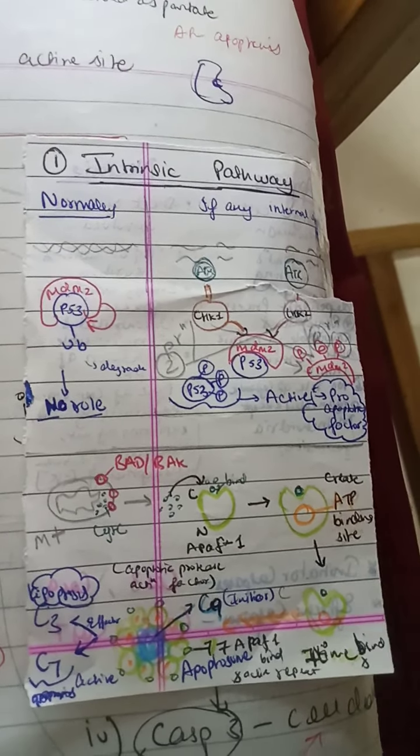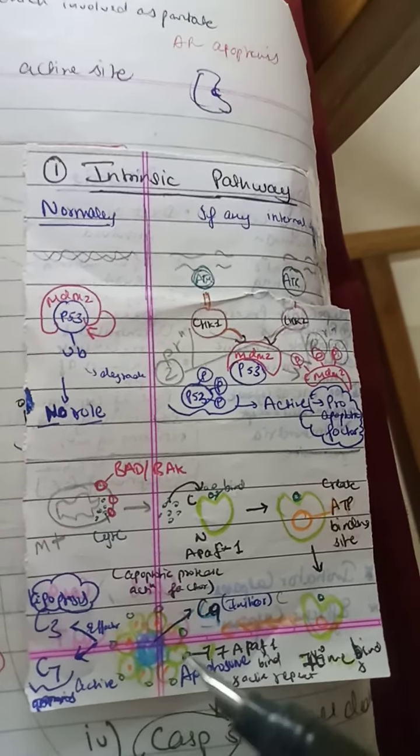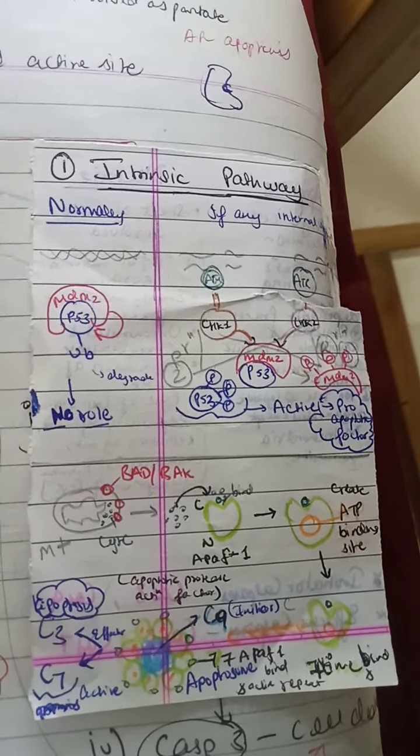After cytochrome C binds at this C terminal, a second thing happens. The ATP binding site is created, and there is a requirement for ATP. We already saw that apoptosis is an ATP demanding process. It requires energy. It is an energy dependent process.